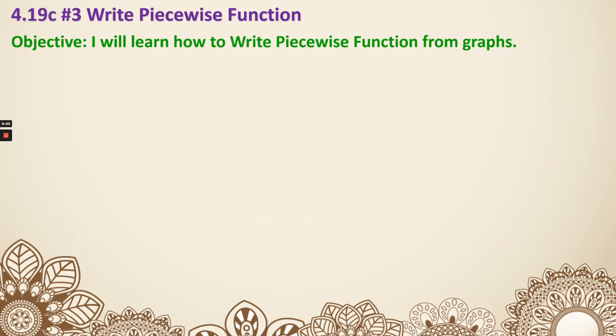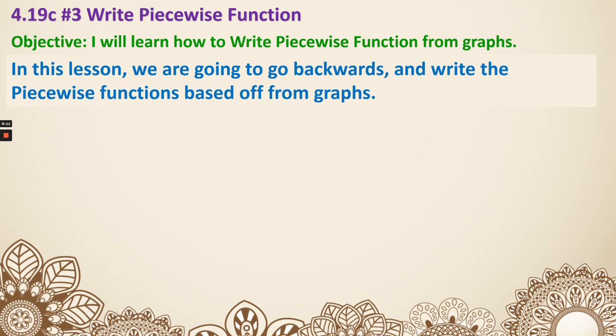In this lesson, we are going to talk about 4.19c, where we will learn how to write piecewise functions. So now we're going backwards. Before, we learned that if you are given the function, you graph it. This time you are given the graph and you're trying to write the function.